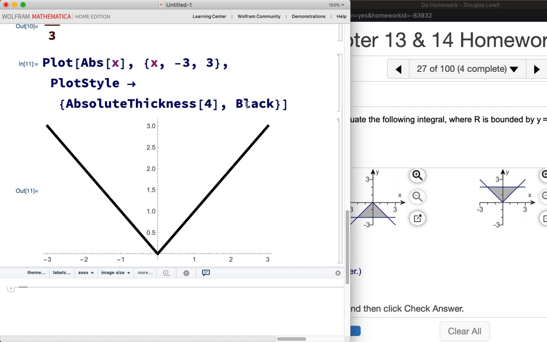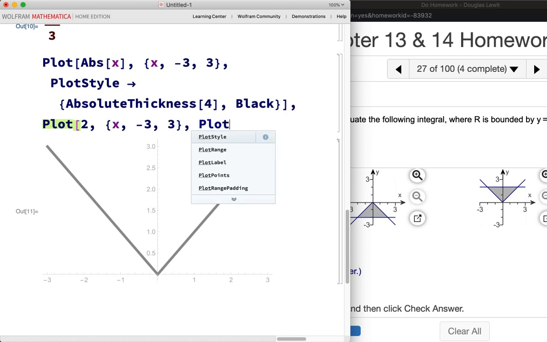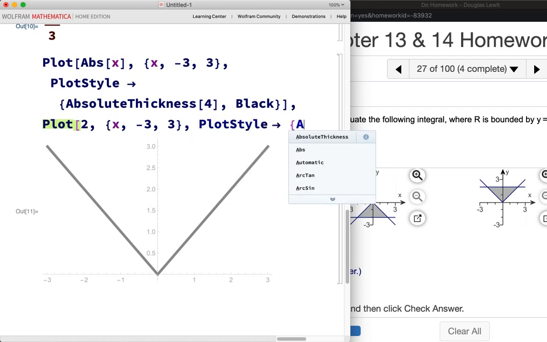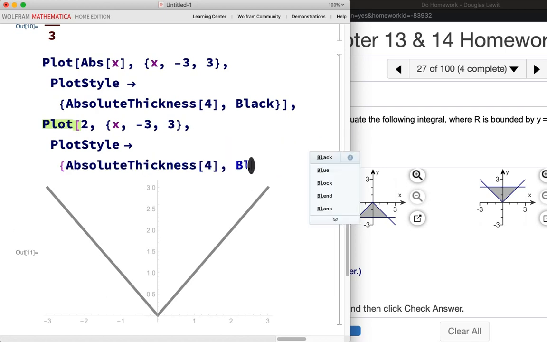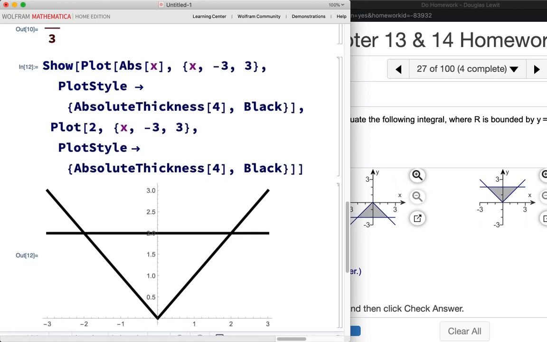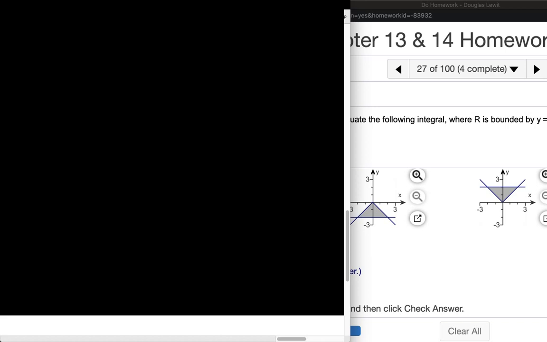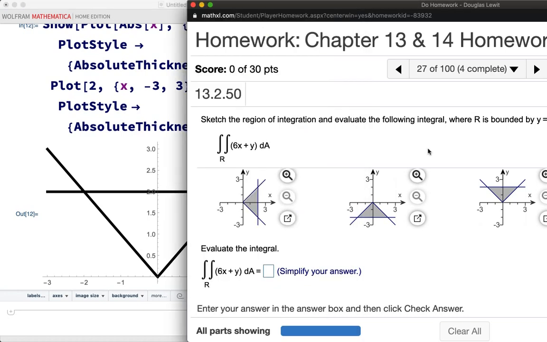Now we want the line y equals 2. Plot 2, x goes from -3 to 3. Plot style: absolute thickness 4, and then black. Of course, remember, we're combining two or more pictures, which means you must use the Show function. Okay, that looks terrific.